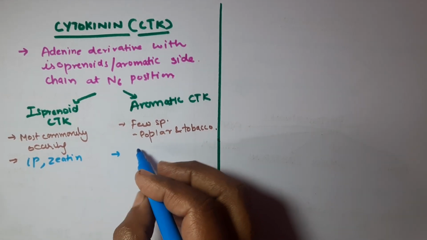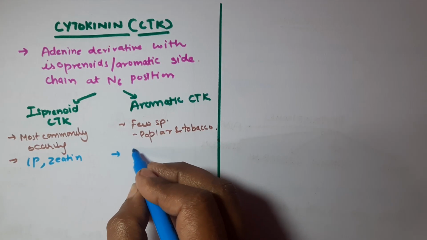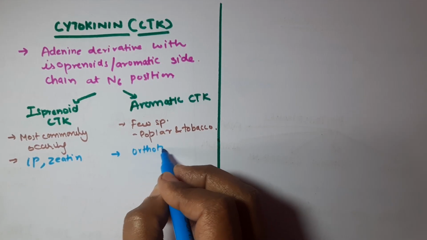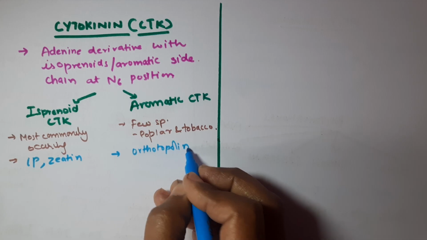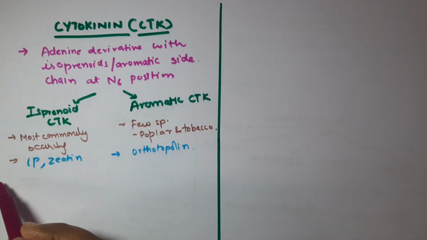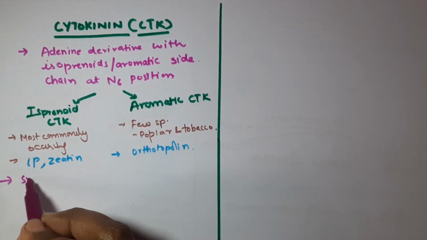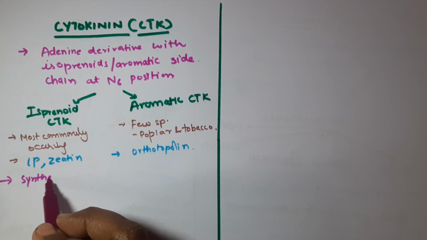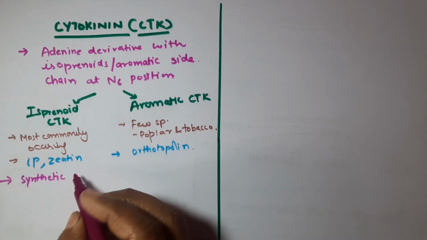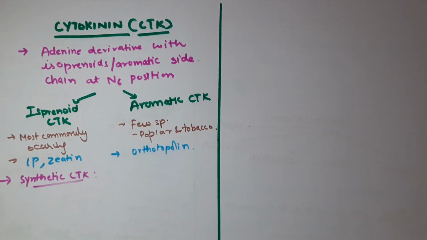The example of the aromatic cytokinin is orthotopolin. There is benzyl adenine also. Like these are the natural cytokinins. So there are some synthetic cytokinins also. Synthetic means they are synthesized by humans. These synthetic cytokinins are used in vegetative propagation and tissue culture.